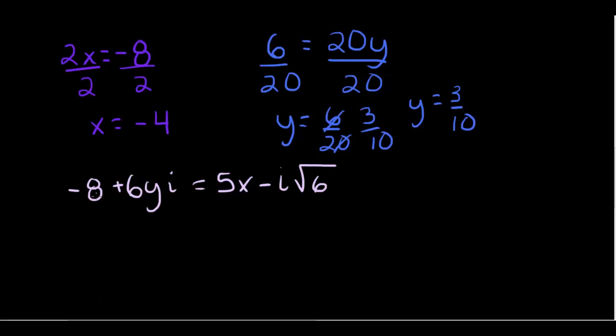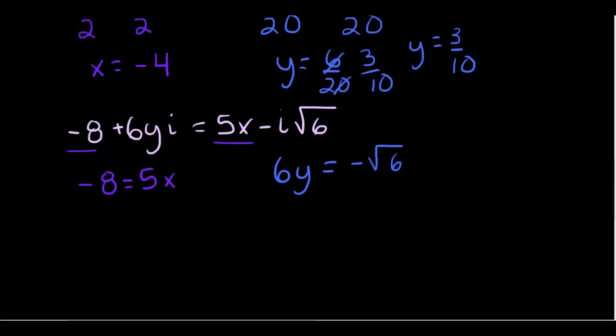So let's continue with this. We're going to make the real part equal to each other. So negative 8 equals 5x. And then we're going to make the imaginary part equal to each other. So 6y equals negative square root of 6. And notice I'm ignoring the i's. We don't need the i's. And then we're just going to solve this. We're going to divide both sides by 5. So x equals negative 8 over 5.